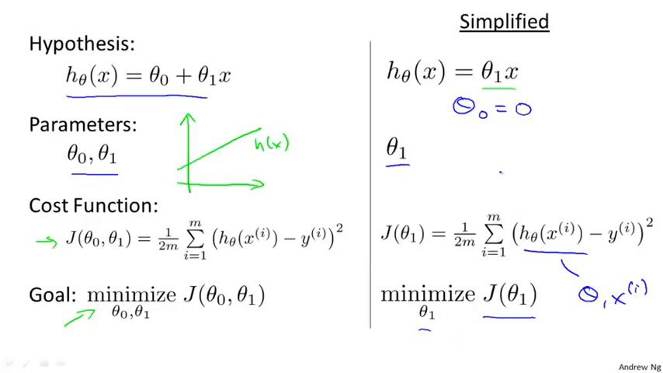In pictures, what this means is that if theta 0 equals 0, that corresponds to choosing only hypothesis functions that pass through the origin, that pass through the point 0, 0 over there. Using the simplified definition of a hypothesis and cost function, let's try to understand the cost function concept better. It turns out there are two key functions we want to understand. The first is the hypothesis function, and the second is the cost function.